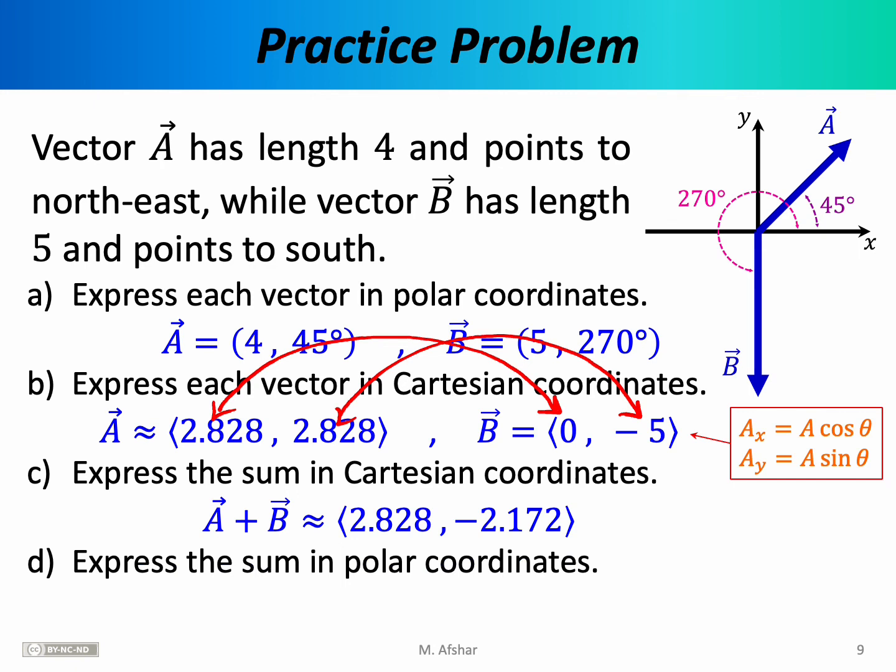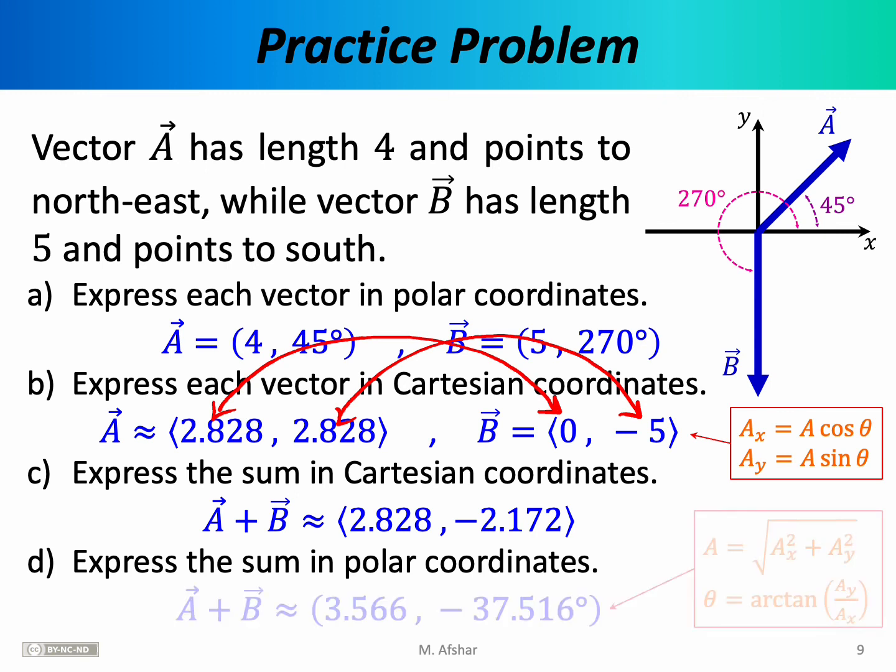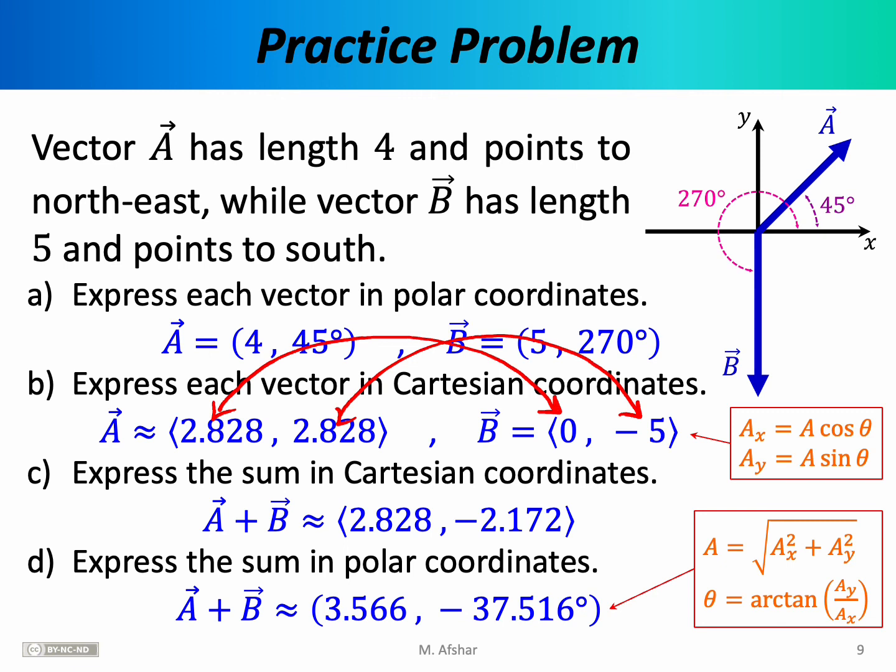Part D of this problem asks us to express the sum in polar coordinates. Well, we already have the sum in Cartesian coordinates, so we now just need to convert these two numbers to polar coordinates. We learned how to do that in our last lecture. In our last lecture, we learned that if we have the x component of a vector and we have the y component of a vector, we can just square those, add them, and take the square root. In other words, we can use the Pythagorean theorem.